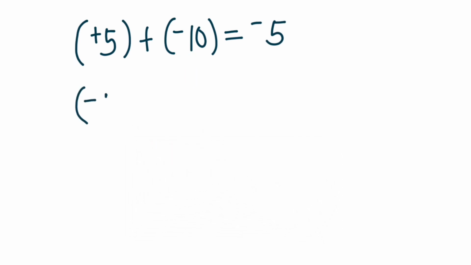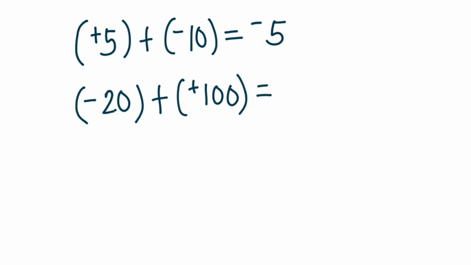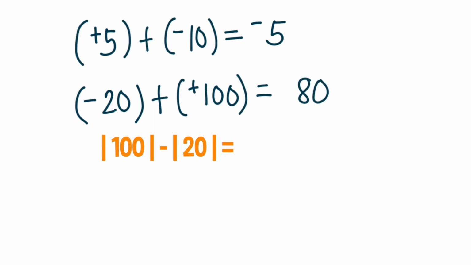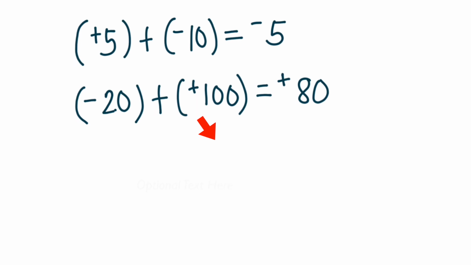Another example, we have now negative 20 plus positive 100. So we have here 100 minus 20, that is 80. And then copy the sign of the biggest absolute value. So positive 80. Let's have another example.